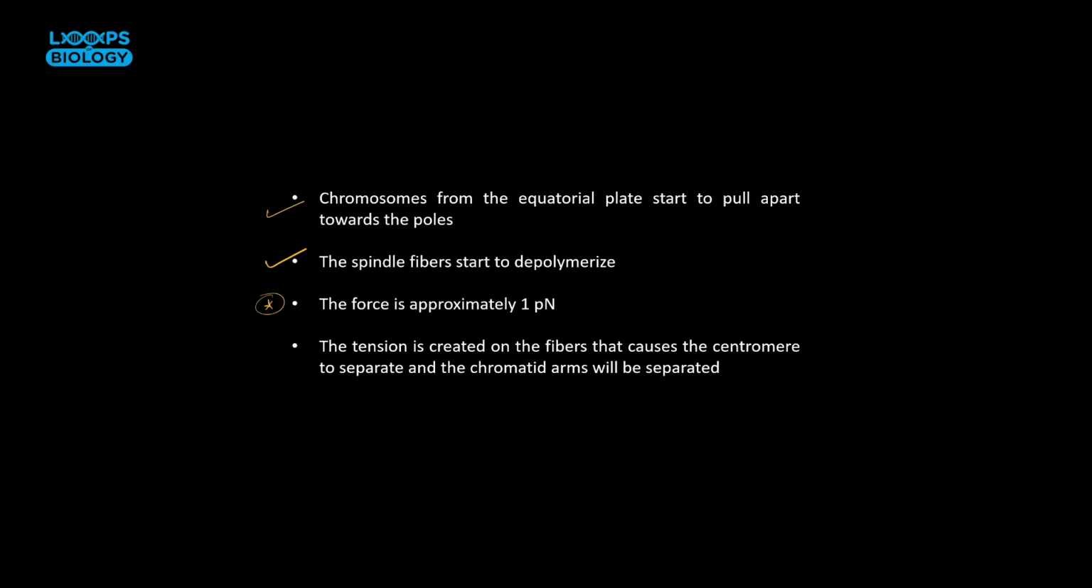The tension is created on the fibers, which causes the centromere to separate. So, in the anaphase of mitosis, the centromere separates. This is one of the important points. Alright, so let's move on to your question. Why are chromosomes pulled towards the pole? This is basically a simple question.